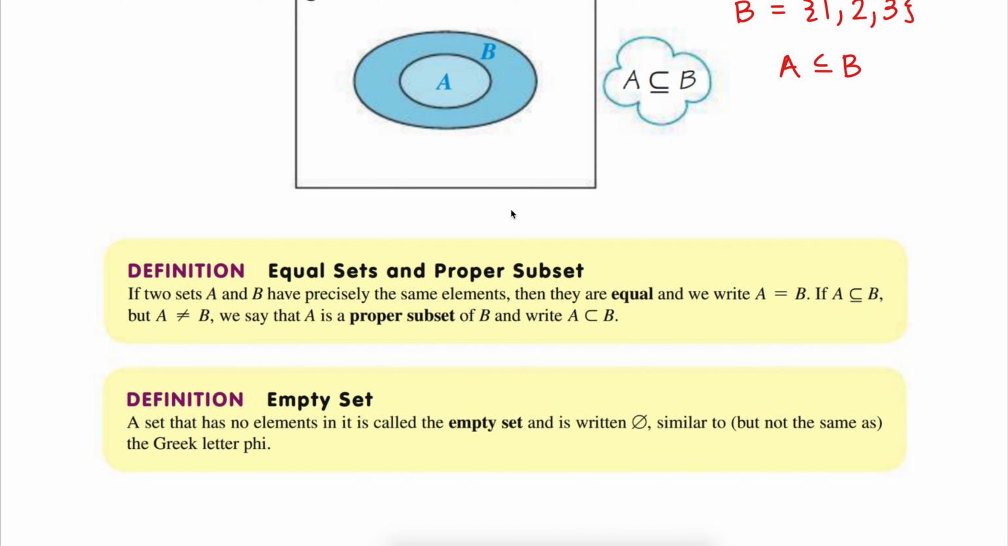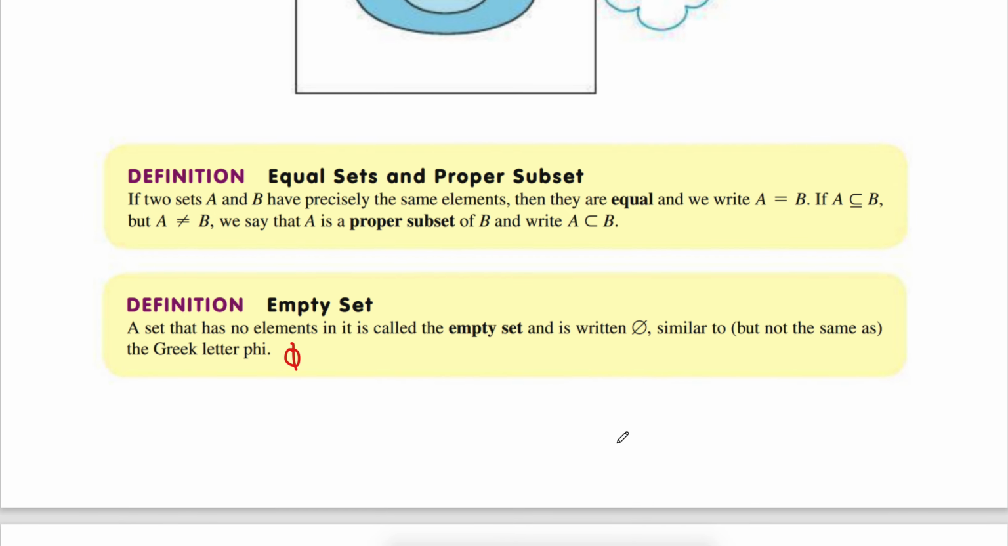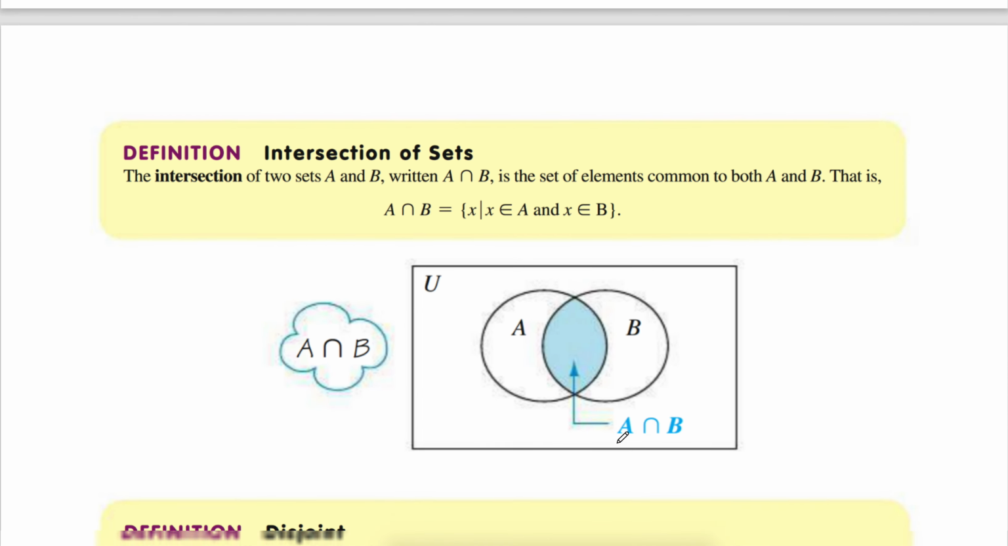At the bottom of the page, I have the definition of an empty set, but we talked about this already. Empty set has nothing in it. If you're familiar with Greek letters, this is similar to the Greek letter phi, but the Greek letter phi, just in case anybody's curious, the bar is more vertical, where here it's more diagonal, just in case you're interested. So let's continue with these definitions.